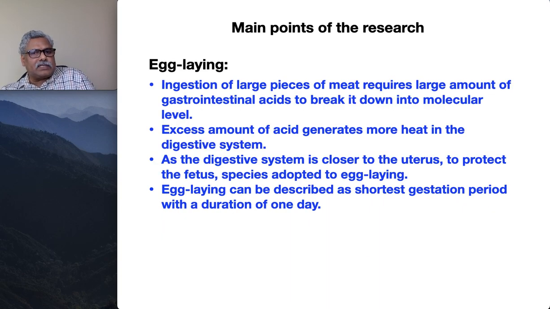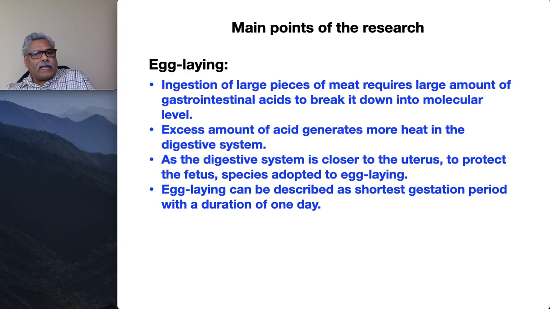When you look at the other cases, ingestion of large pieces of meat requires a large amount of gastrointestinal acids to break it down to the molecular level. Excess acid generates more heat in the digestive system. As the digestive system is closer to the uterus, to protect the fetus, species adapted to egg laying. They don't want to keep it for longer times, because the heat generated in the stomach will affect the fetus in the uterus.